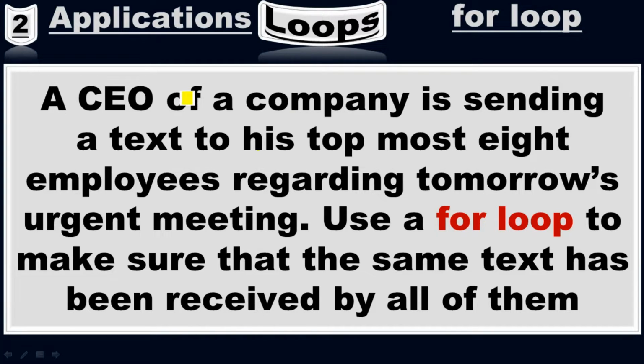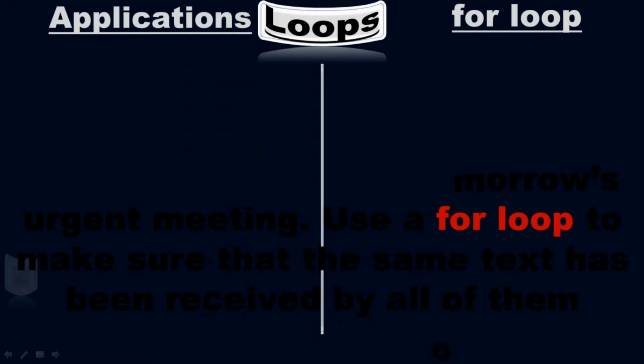Again, it is a simple daily life problem that we have. We will use for loop here. A CEO of a company wants to send the same text to his topmost employees regarding tomorrow's urgent meeting. How can we do that? For loop will do the job here. By using the for loop, the same text will be sent to all of the 8 employees from the CEO. So let's go for the solution here.